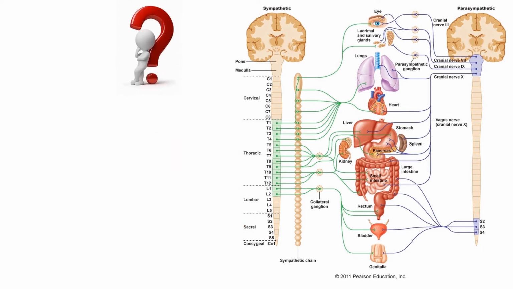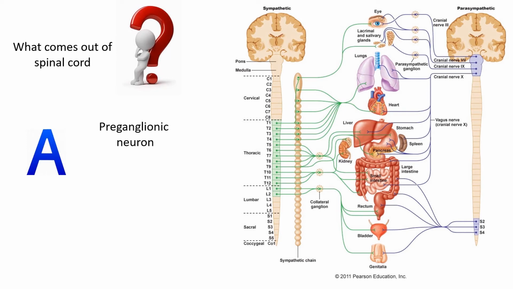Next question is what? What comes out of the spinal cord? What is the outflow made of? The answer is a preganglionic neuron in the lateral horn will send its axon to leave the spinal cord. This axon coming from the lateral horn cells is myelinated and therefore is called white rami communicantes.